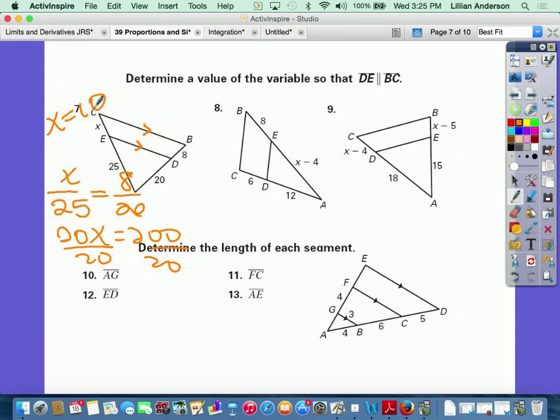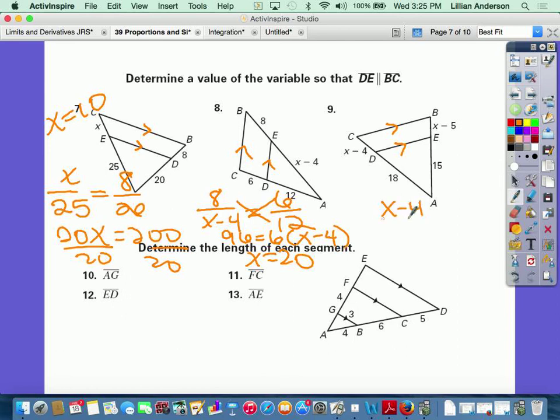And you do something very similar to all the others. You would set up a proportion, because I'm trying to prove that these are indeed parallel. So 8 over x minus 4 equals 6 over 12. Cross multiply. 12 times 8 is 96. And when I multiply 6 times x minus 4, I have to be careful and make sure that I distribute my 6 to my x and to my negative 4, for an answer that x equals 20.